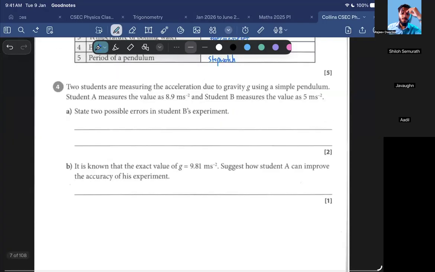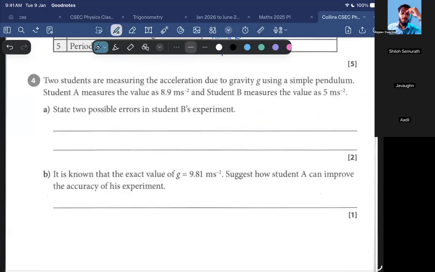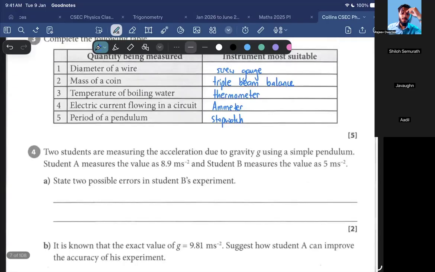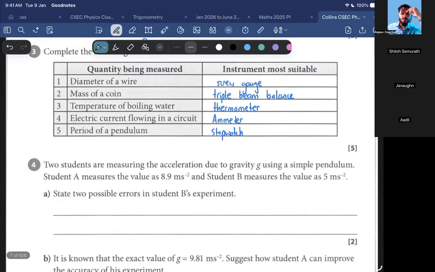Alright, last question for the day. Two students are measuring the acceleration due to gravity g using a simple pendulum. Student A measures the value as 8.9 meters per second squared, and student B measures the value as 5 meters per second squared. Which one is more inaccurate? A or B? Javon, who's more inaccurate?